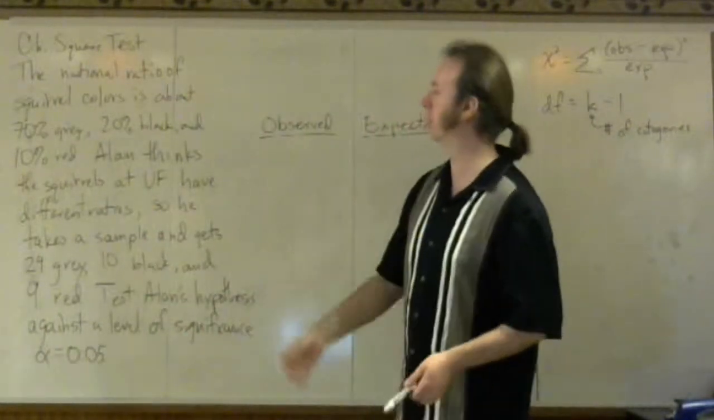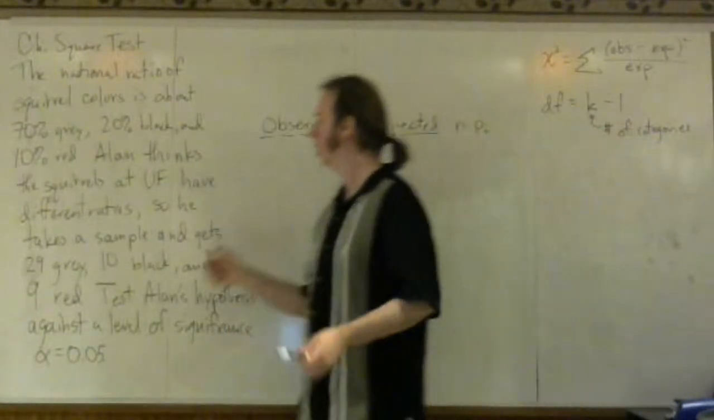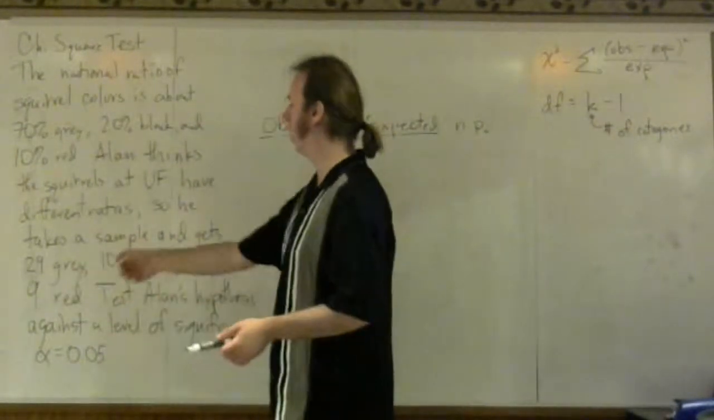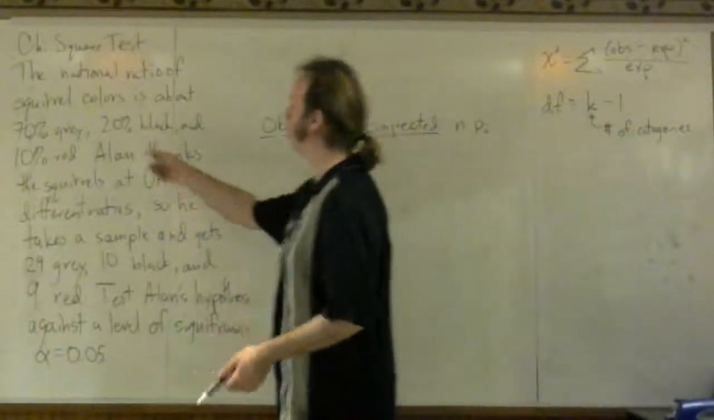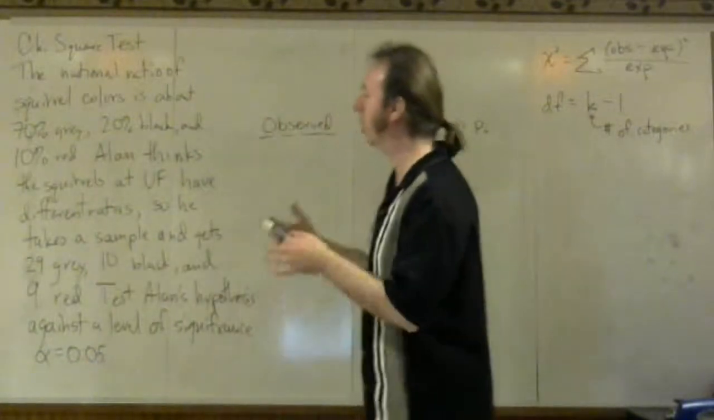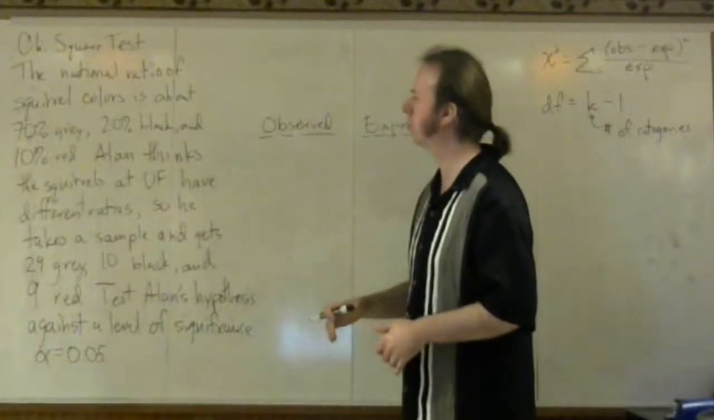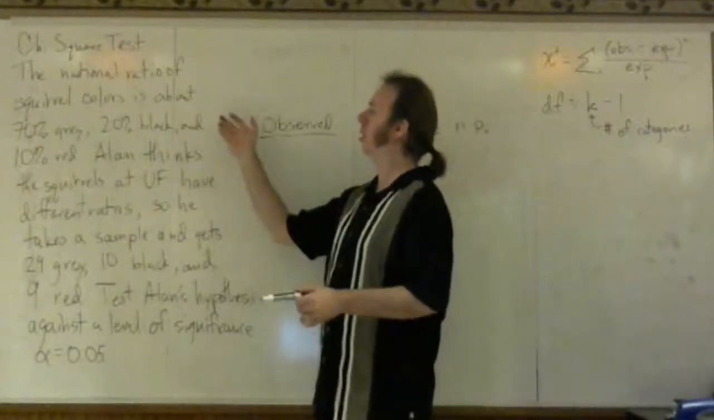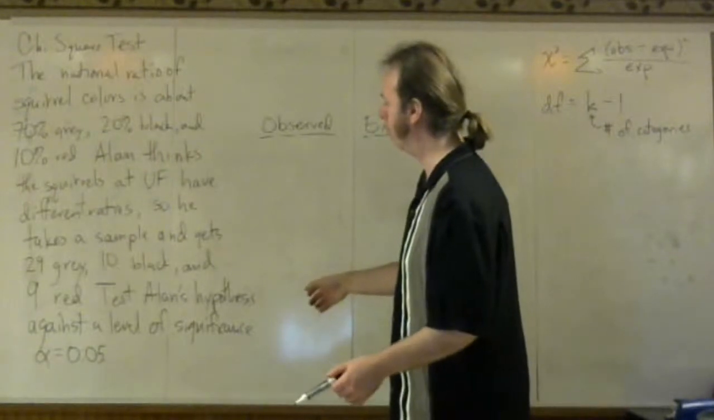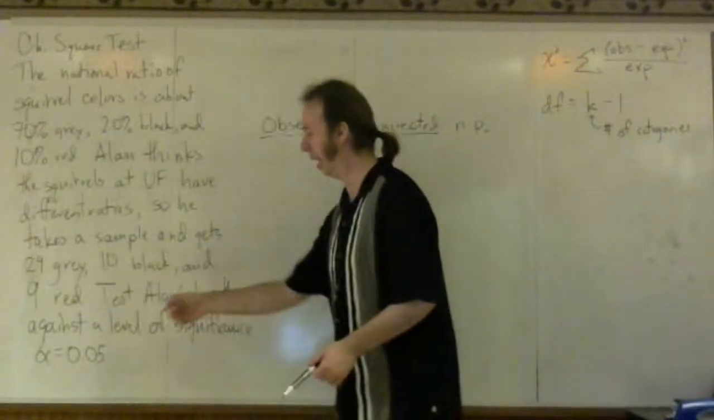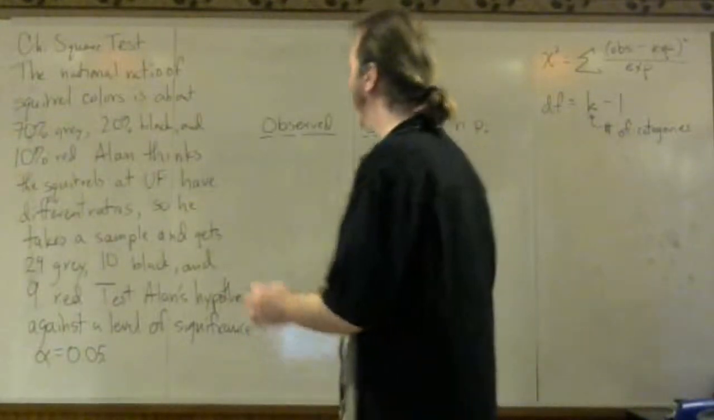Alan thinks that the squirrels at the Findlay campus have different ratios, so he takes an actual sample. He gets 29 gray, 10 black, and 9 red. These have slightly different ratios than these, so we want to know if that's significant enough to say that these ratios don't work for the UF campus. So we're testing Alan's hypothesis with a level of significance of the standard 5%.